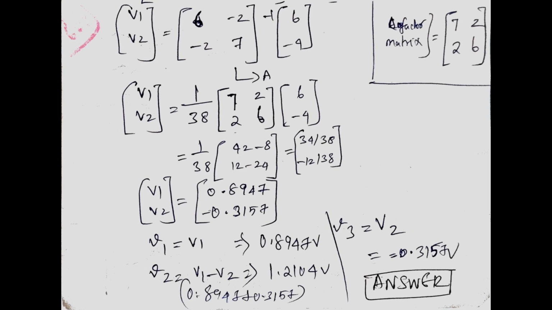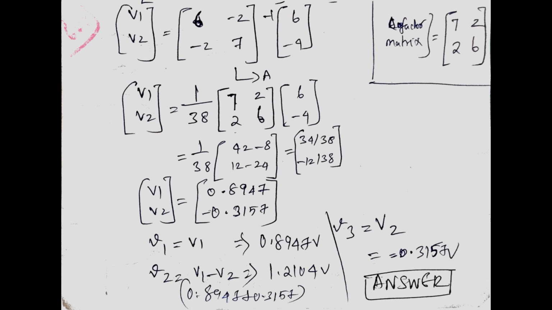Form the matrix format, find the determinant value, cofactor matrix and multiplication. From this I have found the V1, V2 values. From the V1, V2 values find out small V1, V2, V3. That formula is obtained from the circuit.